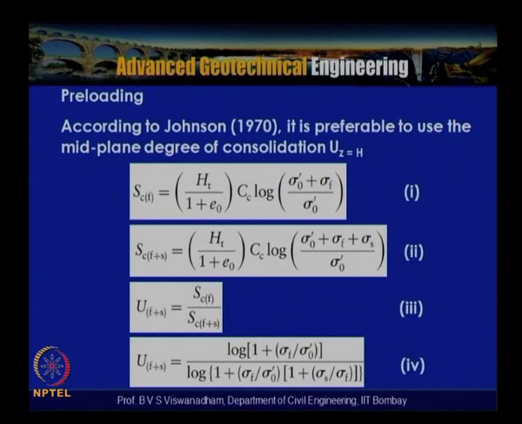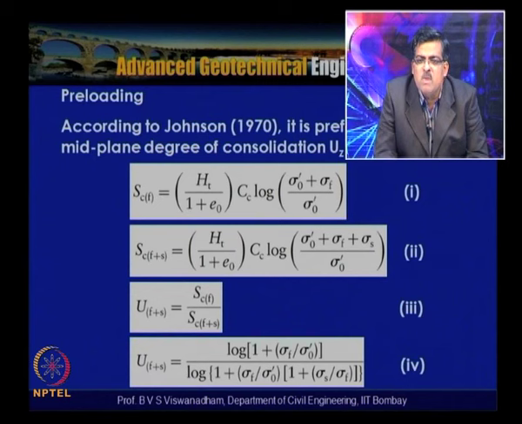So now, according to Johnson 1970, it is preferable to use the midplane degree of consolidation, that is U is equal to U at Z is equal to H. Now we can write the consolidation settlement as SC is equal to HD by 1 plus e naught, Cc log of sigma naught dash plus sigma f by sigma naught dash. So here sigma f is the permanent fill, and once we compute the final consolidation settlement, then compute SC f plus s, that is fill plus surcharge. In this case it is HT by 1 plus e naught, Cc log of sigma naught dash, the initial effective overburden pressure, plus sigma f plus sigma s, divided by sigma naught dash.